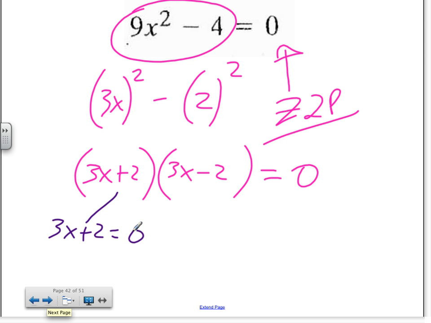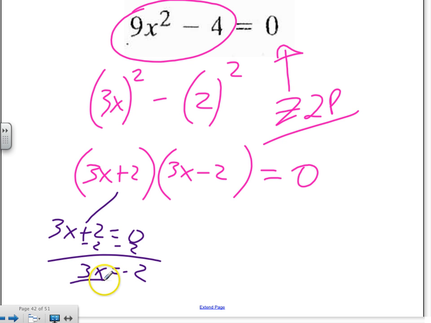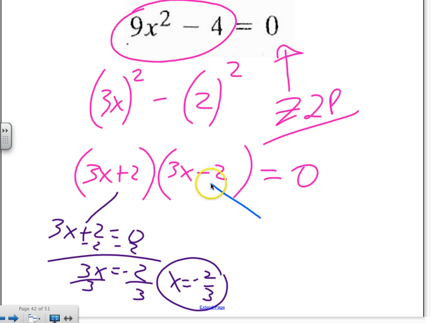What number will make it 0? How do I solve this? Subtract the 2. You get 3x equals negative 2, and then divide by 3. So x is going to be negative 2/3. Try it out, watch. If I take negative 2/3 and plug it back in for x, what's 3 times negative 2/3? Negative 2. Negative 2 plus 2? 0. 0 times anything? Still 0. It works, right?